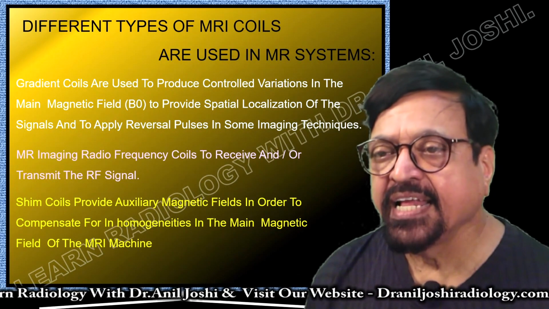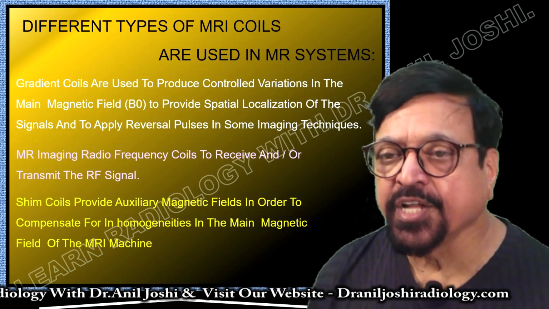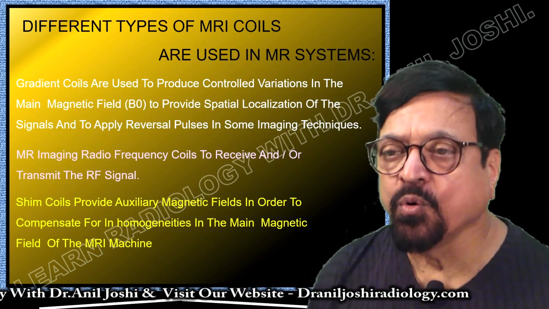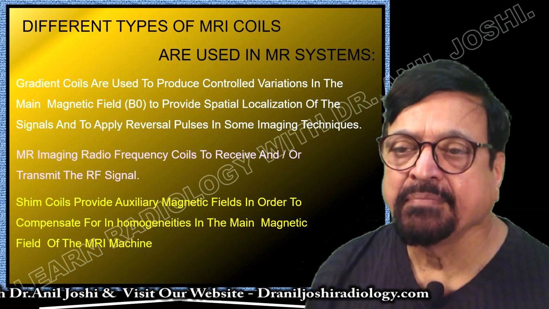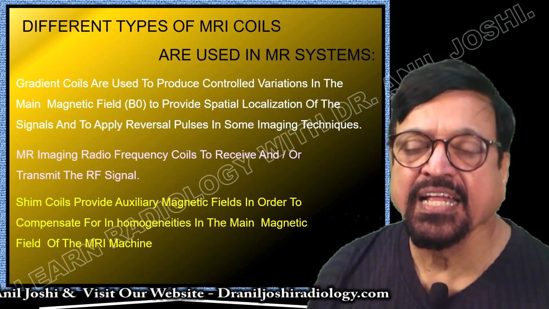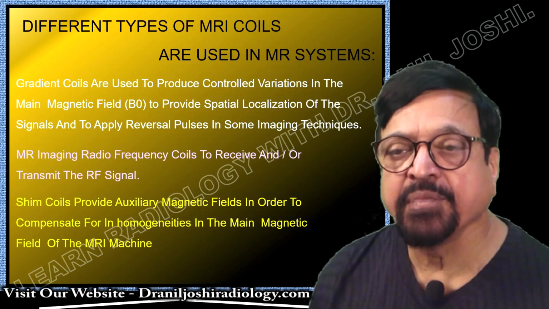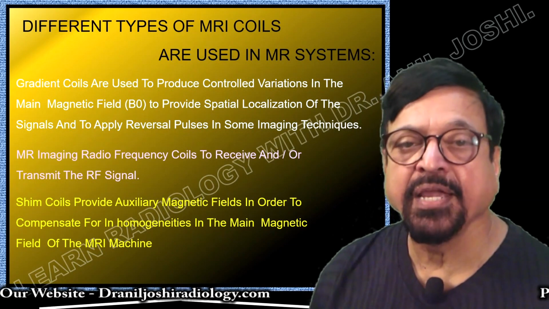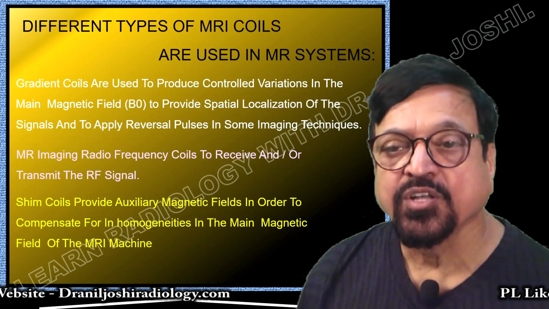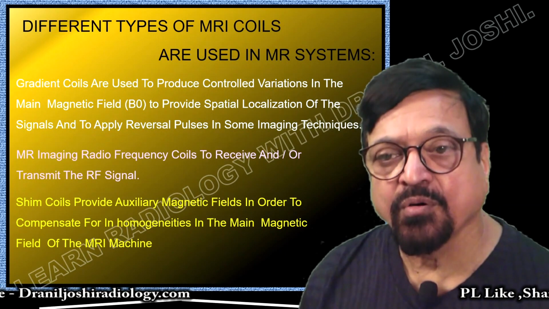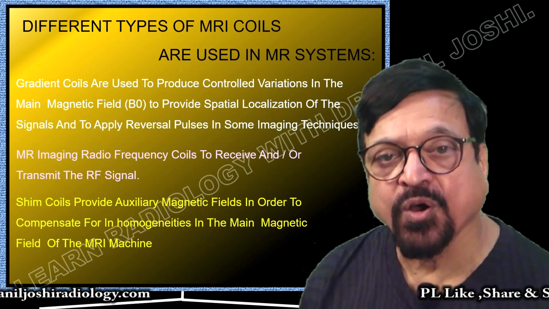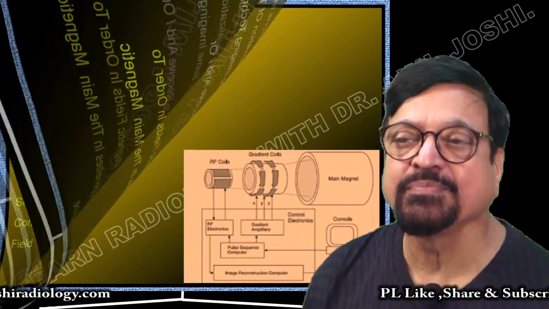SHIM coils provide an auxiliary magnetic field in order to compensate for the inhomogeneity in the main magnetic field. What does it mean? A magnetic field produced in the machine may or may not be uniform, may or may not be homogeneous. So who does that compensation work? Compensation is done by the SHIM coils. How it does it? Let's see subsequently.